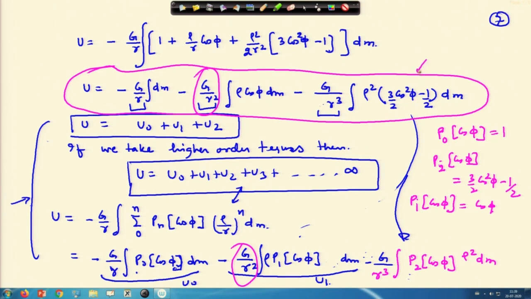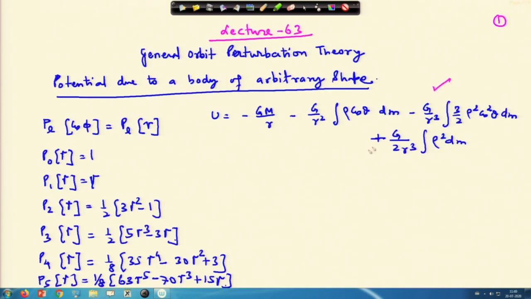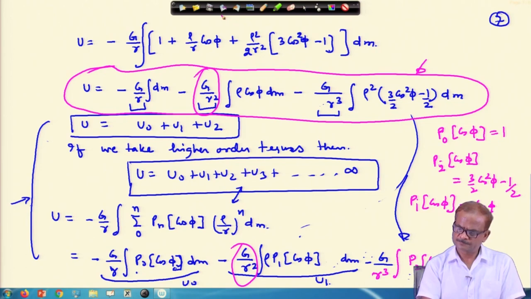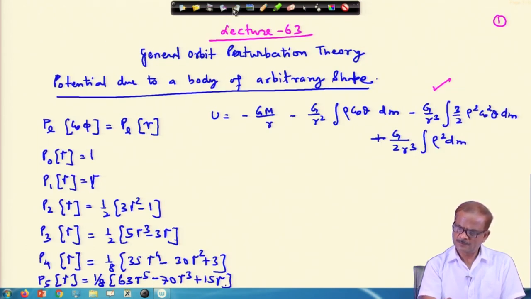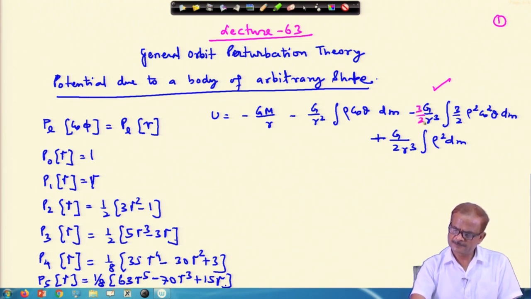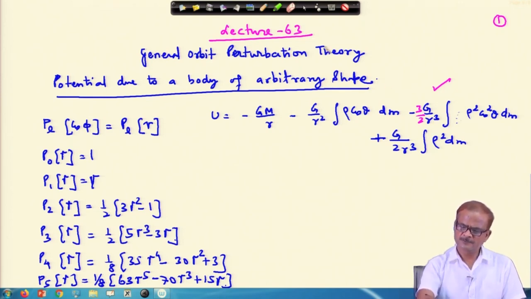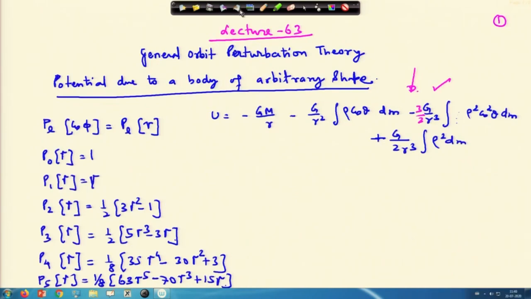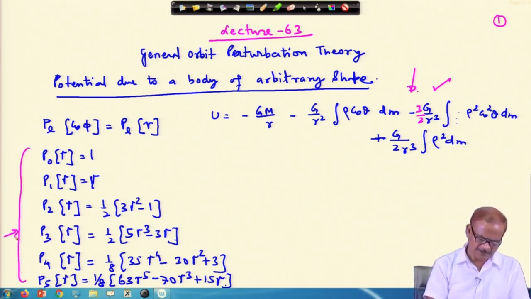The same equation I have written here: minus GM is the second term, and the third term I have expanded and written in this format. This 3 by 2 we can also take outside rather than placing inside, and this we have to integrate to get a simple format. Moreover, the Legendre polynomial that we have written here, for a few of them I have listed here.